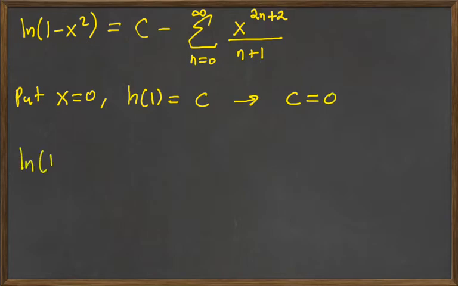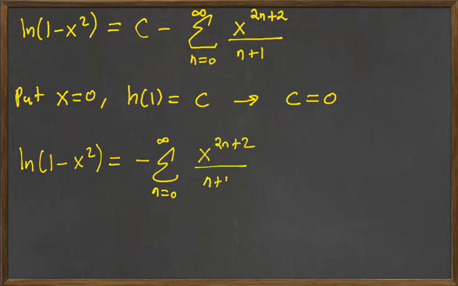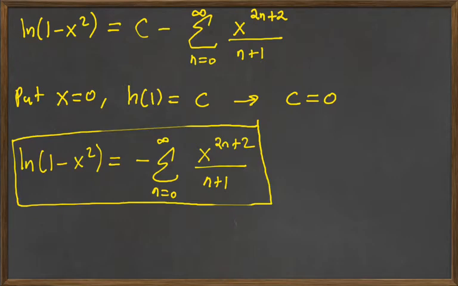And so the natural log of 1 minus x squared is equal to the series part. So the sum, a negative sum, n equals 0 to infinity, x to the 2n plus 2 over n plus 1. Okay, and that is our series. The last two examples, they're going to give us a series formula, and they're going to ask us to use that to evaluate, I think, a natural log and maybe the arctan.